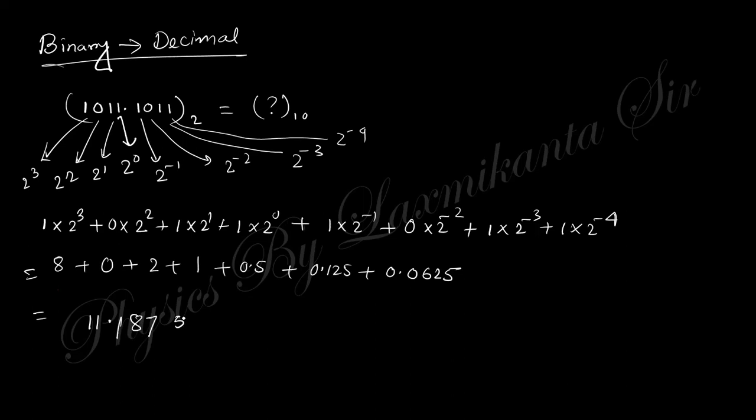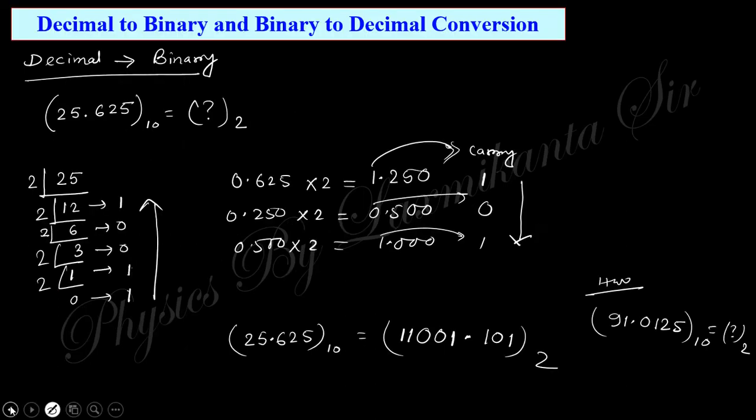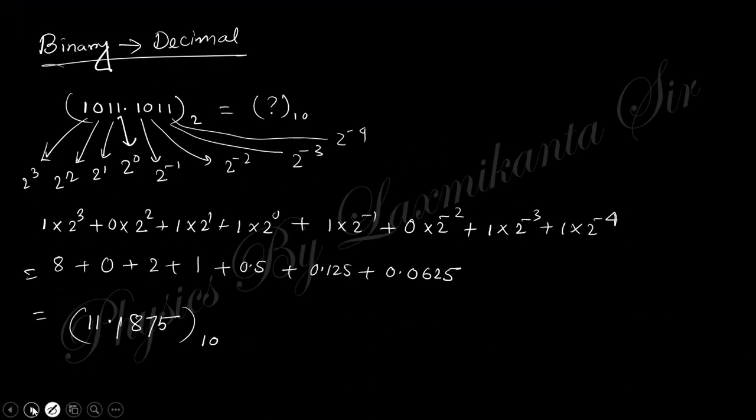The sum is 11.5 and 0.6875. Okay, so this will be the answer. So I think the conversion from binary to decimal is clear. So we change decimal to binary and then binary to decimal.